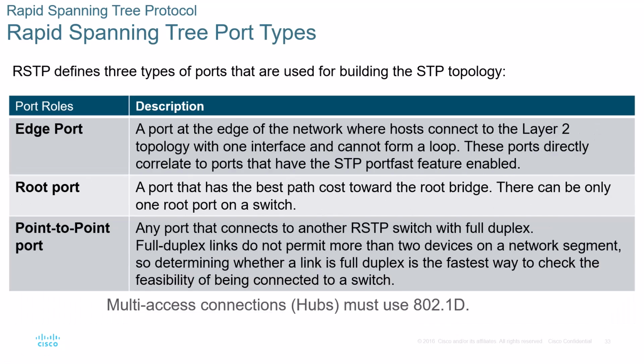Alright, so moving past that, we have our edge ports, root ports, and point-to-point ports. An edge port is just that. It's a port at the edge of the network where end devices connect. A root port is the port that has the best path cost towards the root bridge. And point-to-point ports are basically any port that connects to another network device with full duplex. Again, normally point-to-point is going to be pointing towards another switch.